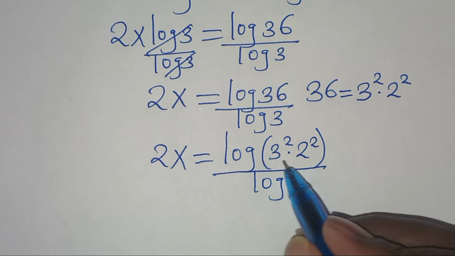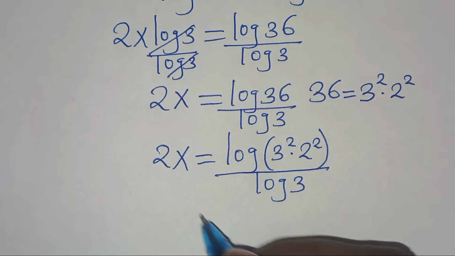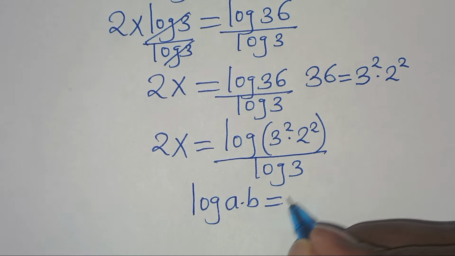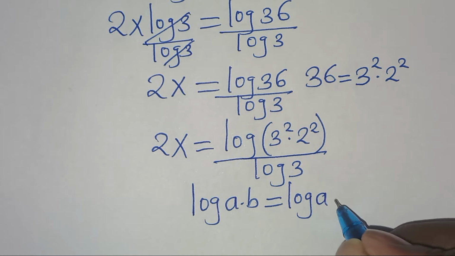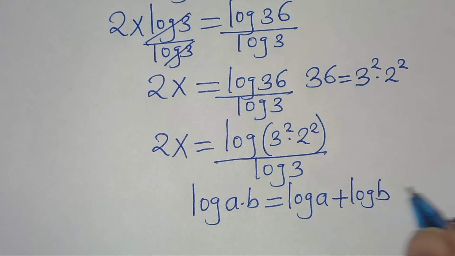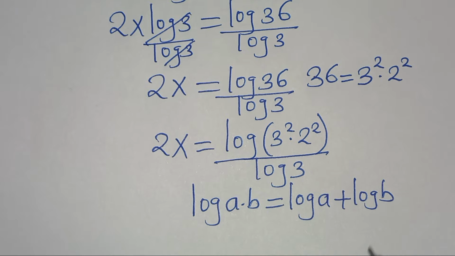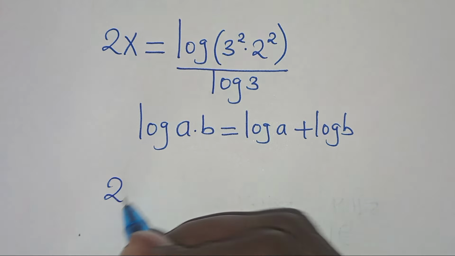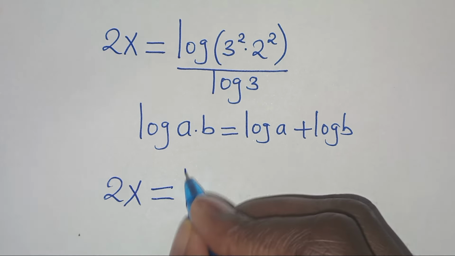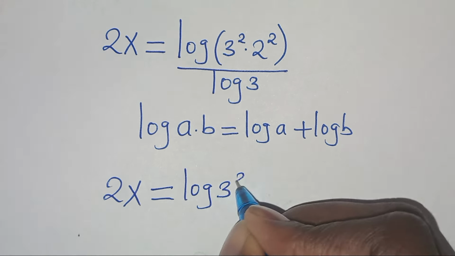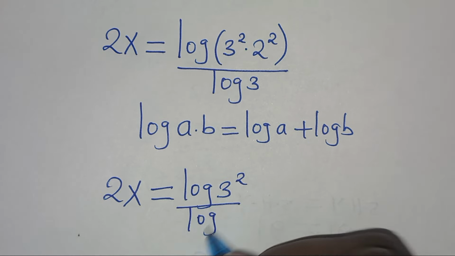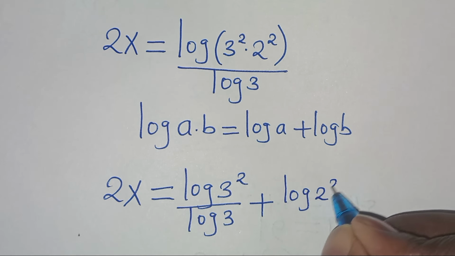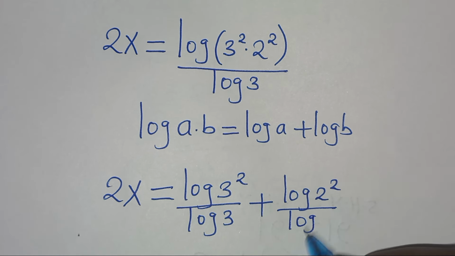So we have that log 3 to the power of 2 times 2 to the power of 2. This is in the form of log a times b, which we can express as log a plus log b. Applying this logarithm property, we have 2x. This is equal to log 3 to the power of 2 divided by log 3, then plus log 2 to the power of 2 divided by log 3.